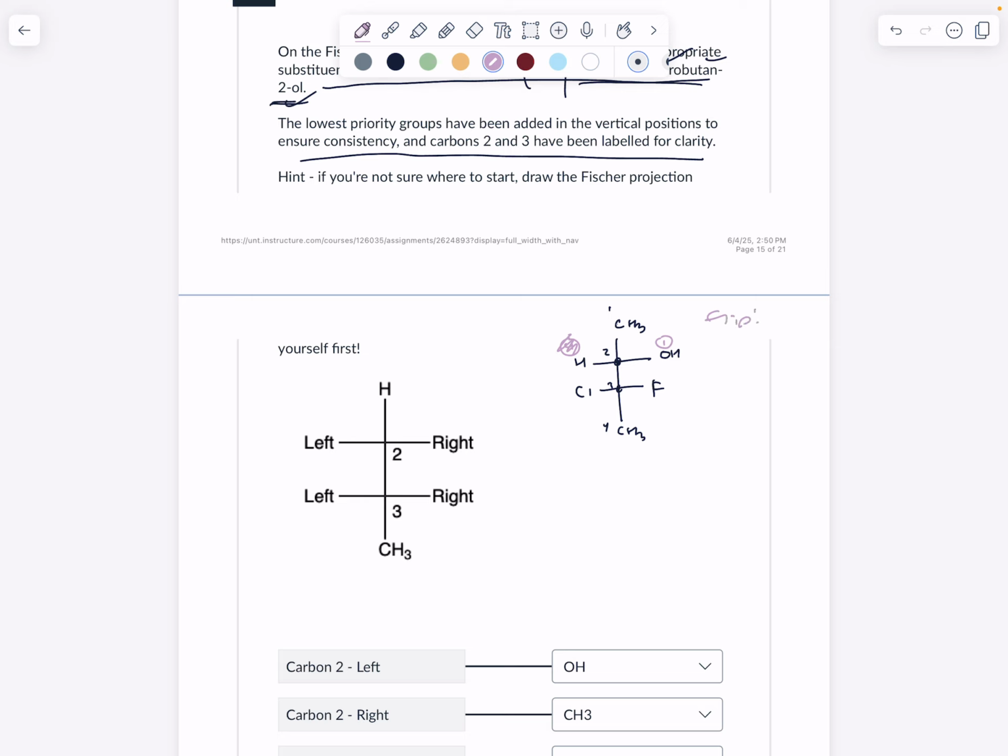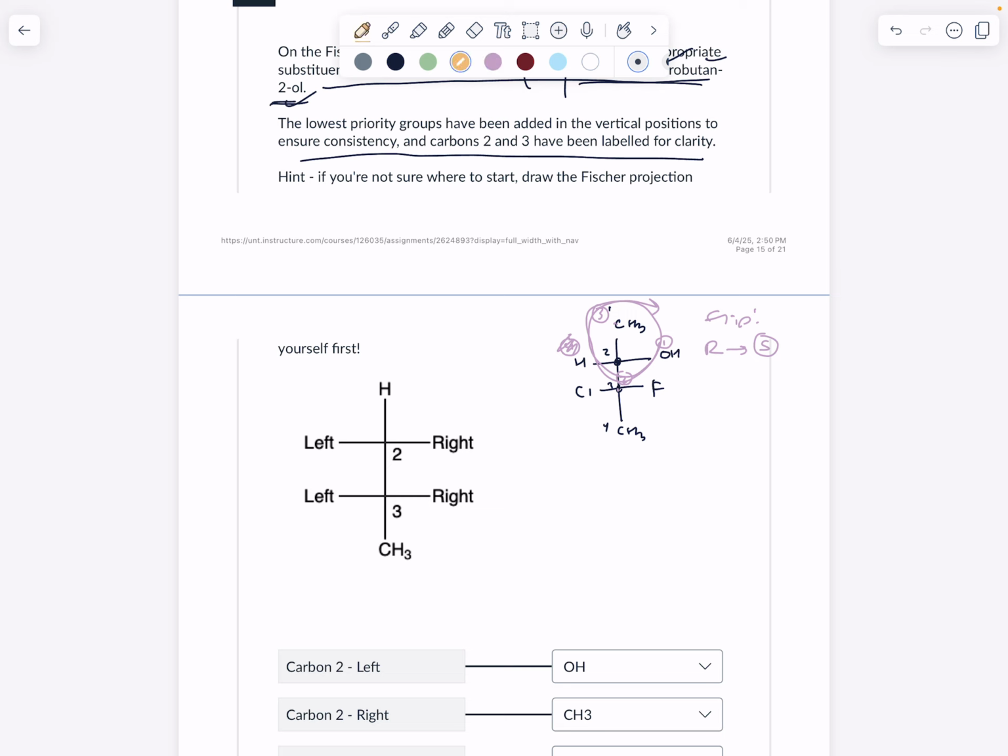We have 2 carbons, but one carbon has a lot of heteroatoms and the other just has hydrogen. So these are my final priorities: 1, 2, 3. This is our configuration as written, but remember the hydrogen's pointed towards us, so it's actually S. That's nice, we already have S configuration.